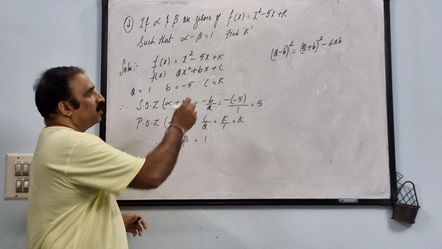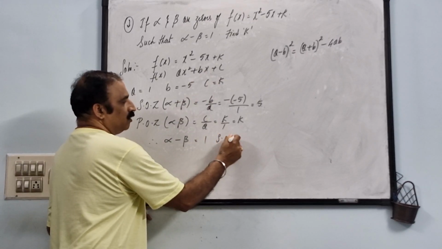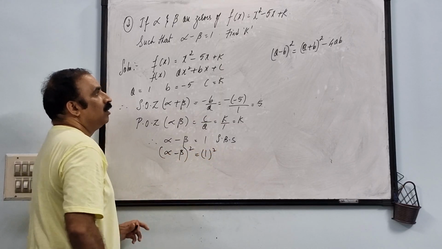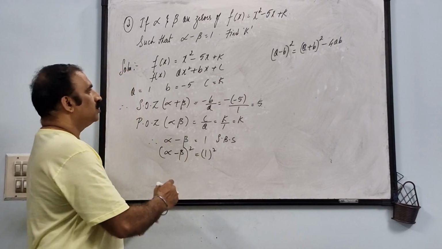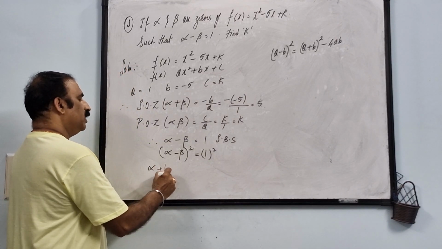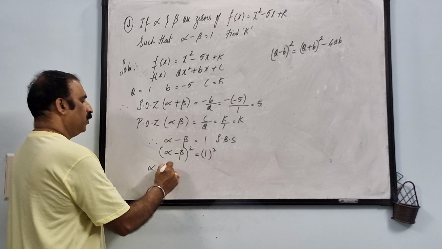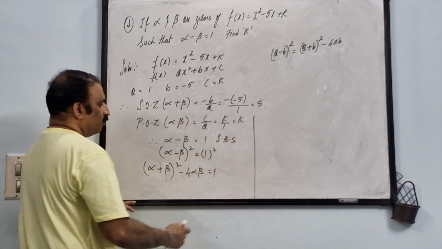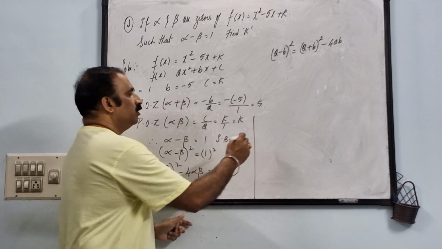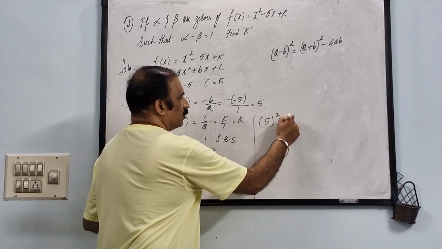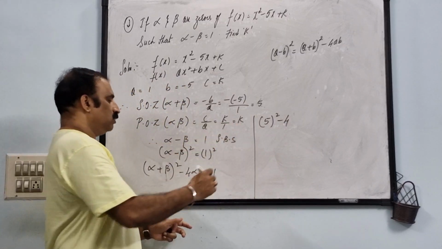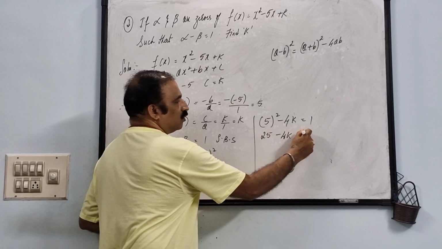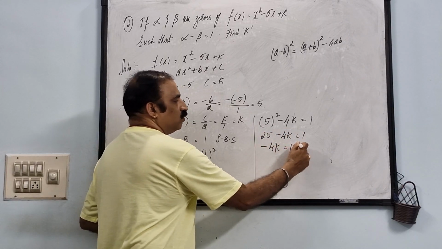Now come back here. To get it to that form, I will write it by squaring on both sides. So alpha minus beta whole square is equal to 1 square. Now a and b are alpha and beta, so I will express it as alpha plus beta whole square minus 4 alpha beta, where 1 square is going to be 1 only. Now I've got a value for alpha plus beta, which is 5, so 5 square minus 4 into alpha beta. Alpha beta value is k, which is equal to 1. So 25 minus 4k is equal to 1. Minus 4k is equal to 1 minus 25.